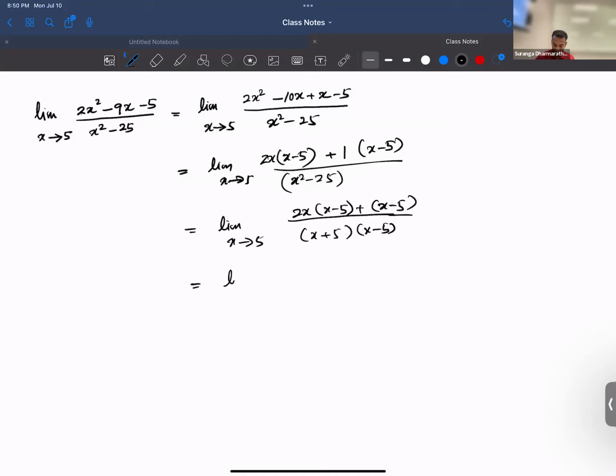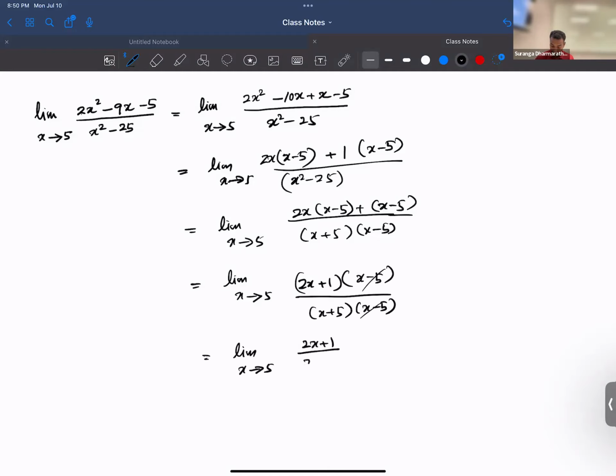So you have the limit as x goes to 5. I can cancel x minus 5, because I can take a factor x minus 5 out of the numerator: 2x plus 1, x minus 5, divided by x plus 5, x minus 5, right? And I can cancel these two. So you get the limit as x goes to 5 of 2x plus 1 divided by x plus 5.